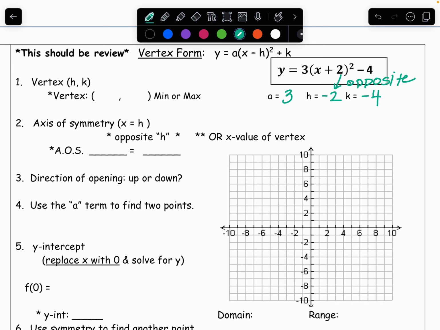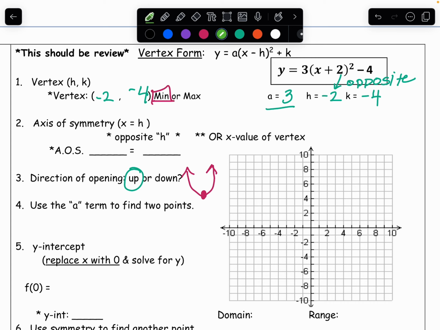So our vertex is h comma k, so it's going to be negative 2 comma negative 4. And again, because our a value is positive, I'm going to skip to number 3, we are opening up. And so what that means is that our vertex is going to be a minimum because we're going to be graphing up. Our vertex is either our highest or our lowest point.